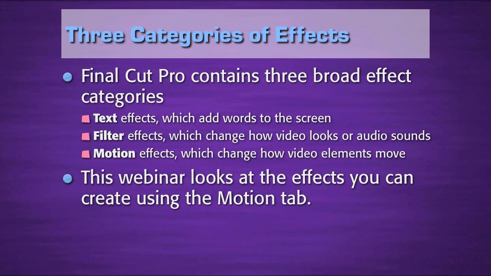You see, there are three categories of effects inside Final Cut. There are text effects, which add words to the screen, filter effects, which change how video looks or how audio sounds, and motion effects, which change how video elements move. This webinar looks specifically at the effects that you can create using the Motion tab.